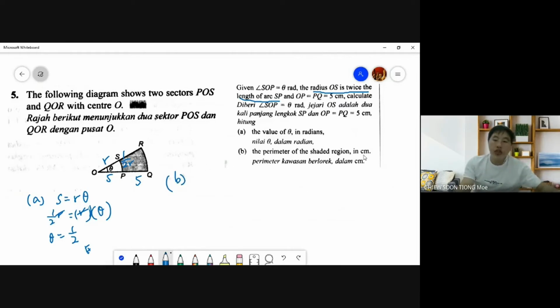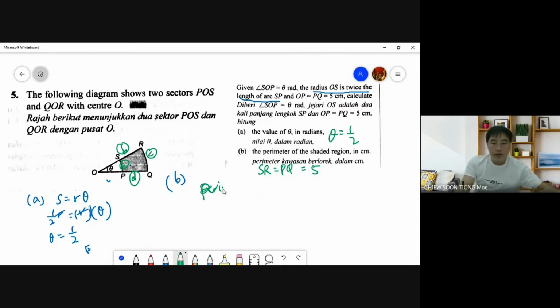The perimeter of the shaded region. So perimeter of shaded region means we get A, B, C, and D. Okay, so theta we get the answer already. Theta equals to 1/2. So it's easy for us to get the answer. So SR equals to PQ. SR equals to PQ, correct enough, equals to 5. Okay, so we get the answer already.